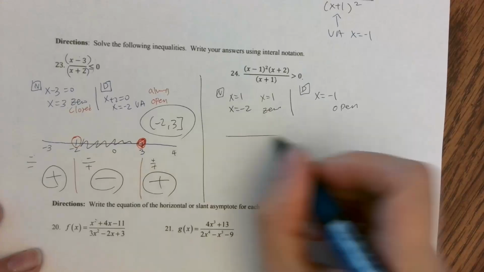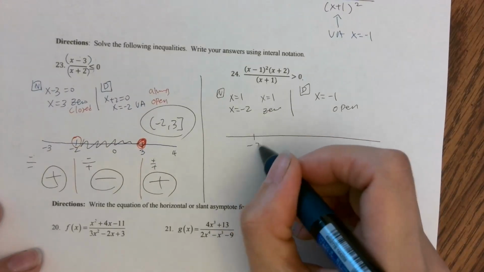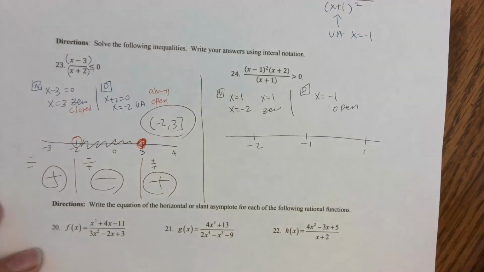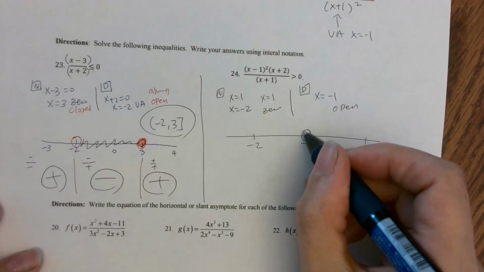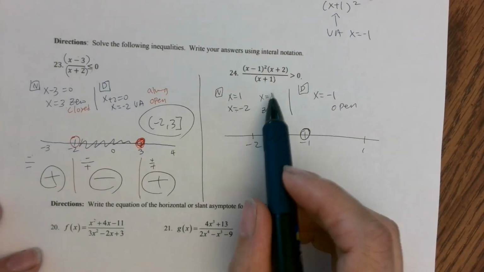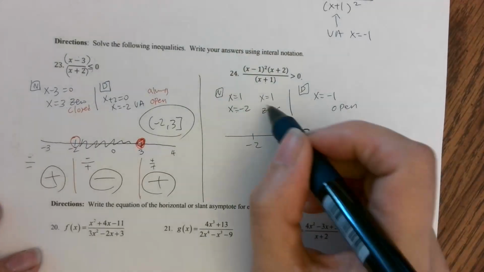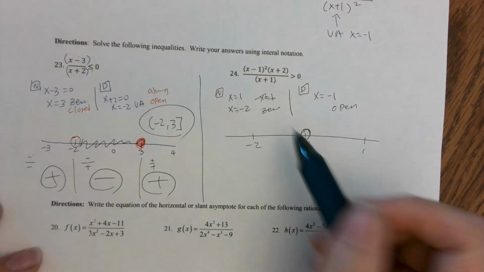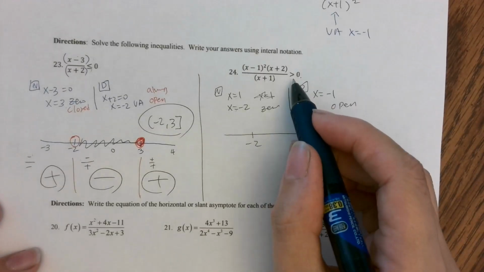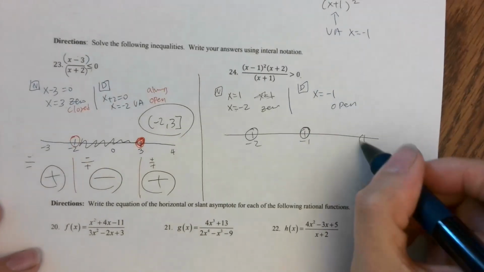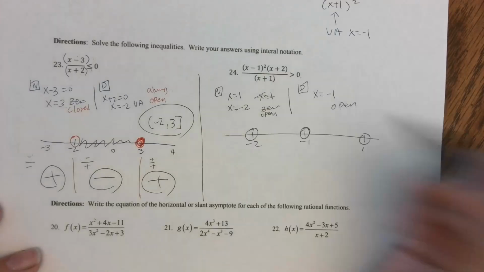All right, number line, put them in order. Negative 2, negative 1, 1. All right, negative 1, the denominator, always going to be an open circle. What about my zeros this time? Well, look at the problem. I want strictly greater than, so I don't want those. So you're going to have an open circle on my zeros.